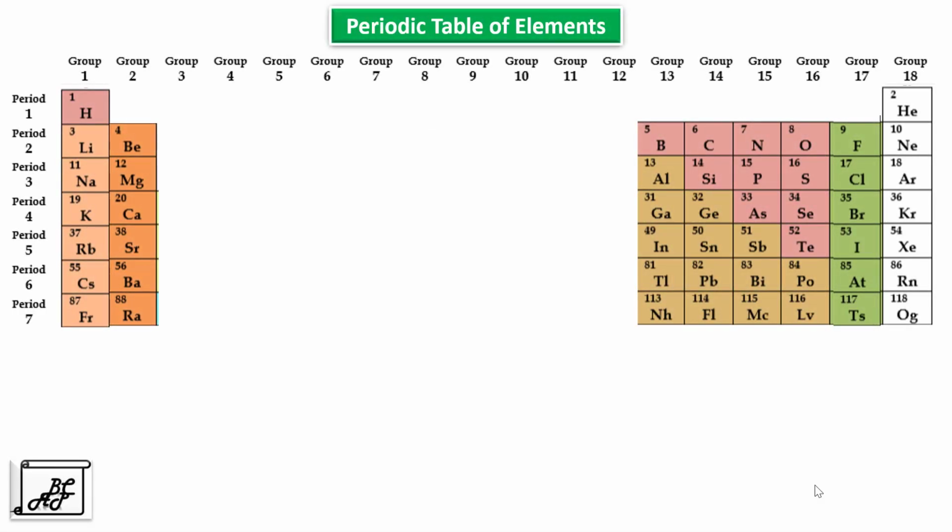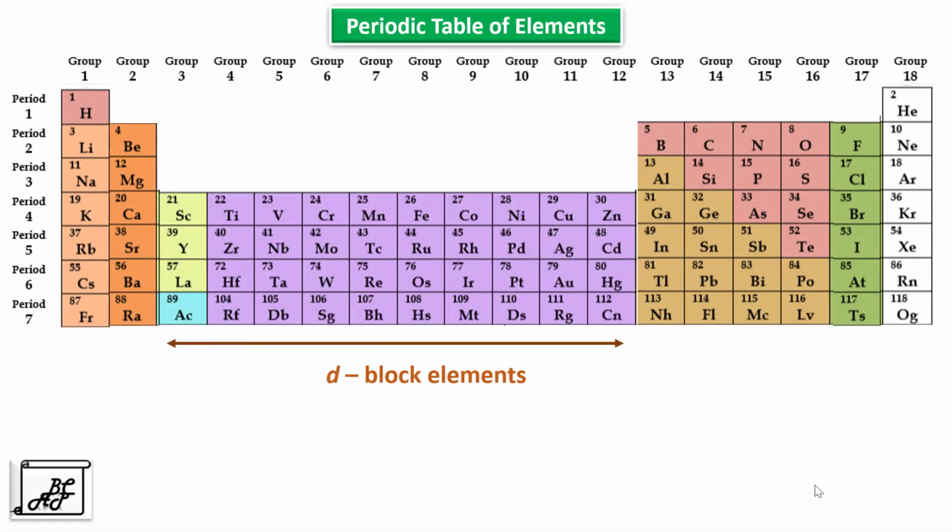In the periodic table of elements, the transition elements or d block elements are placed at the middle of the periodic table. They are placed between s block elements and p block elements. As we know, the s block elements are metals on the left hand side of the periodic table and p block elements are metalloids or non-metals on the right hand side. So between s and p, between metals and non-metals, the d block elements are placed.